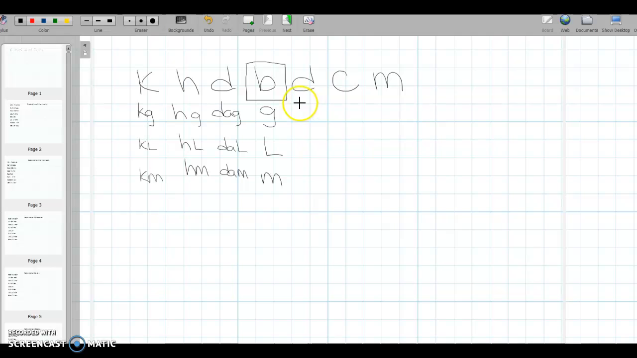Okay, so this is deci, so you can have decigrams, deciliters, and decimeters. Centi, so centigrams, centiliters, centimeters, and this is milli, so we can have milligrams, milliliters, or millimeters. All right, so this is going to give you a nice starting point.